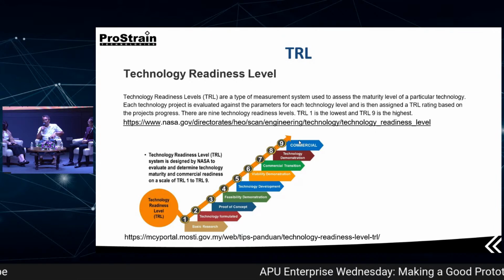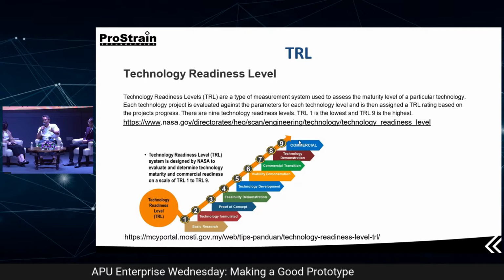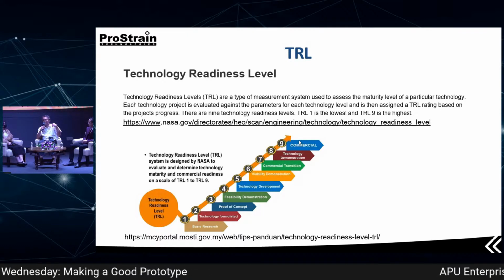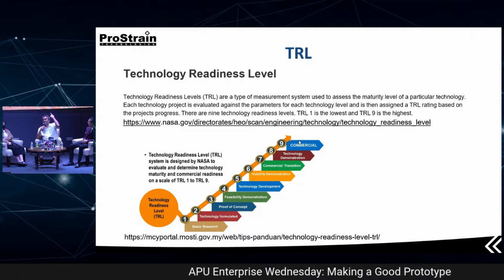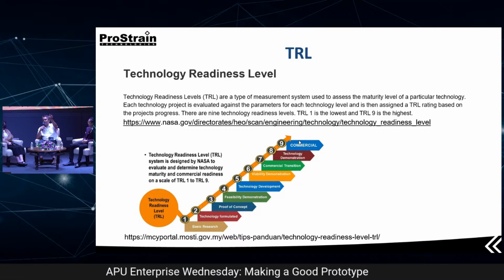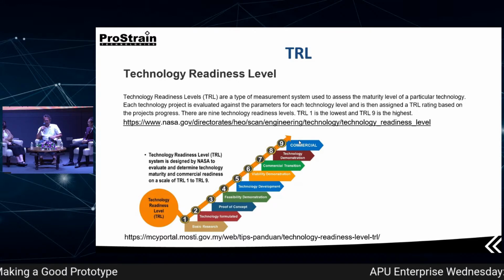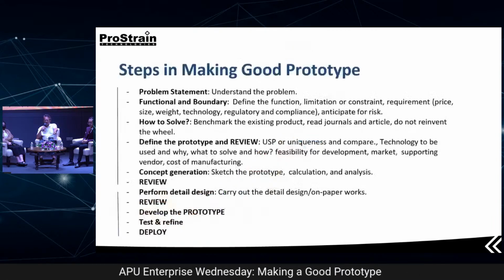Of course, if you read from the NASA point of view, they have a different meaning, because they have flight missions to space. TRL 9 means it's already on the moon or in the ISS, which means it's already tested in the real environment and it's matured. I think that's clear, right? So at least you can gauge your product.